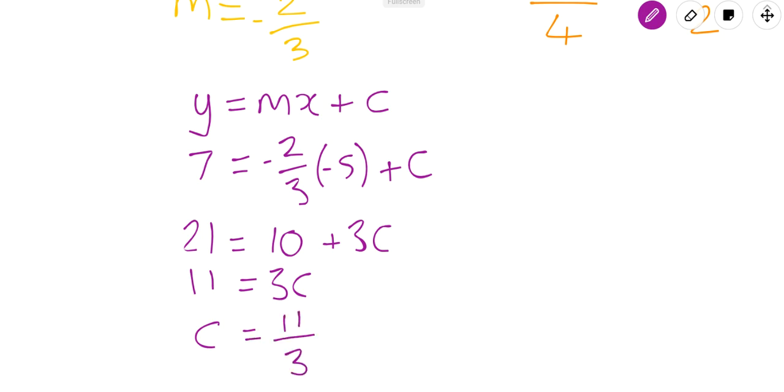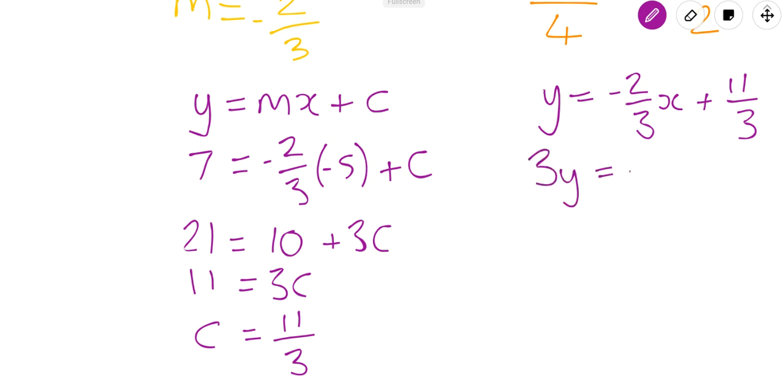Then we can put that back. So y equals, the gradient is -2 over 3, x, and the c we have now found is 11 over 3. And we keep the y and the x now as variables, so we put the letters back in because we want them there to make an equation. And then that is the equation of the tangent. But the exam question asked us to put it in that form where everything is whole numbers and they're all on one side. So we'll just play around with that a little bit to get the form that they want.